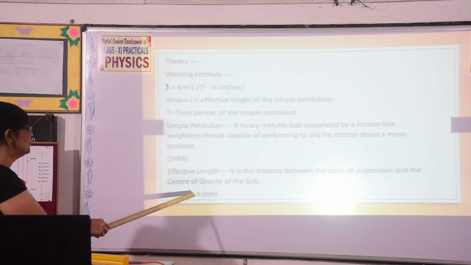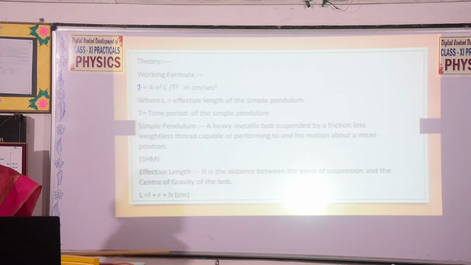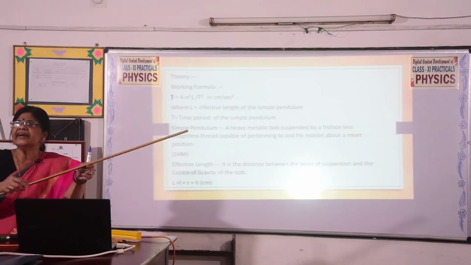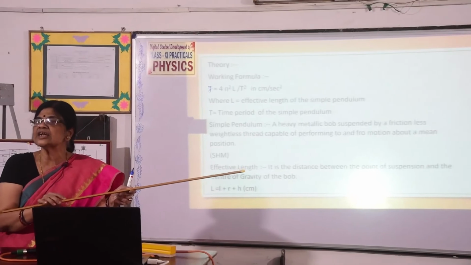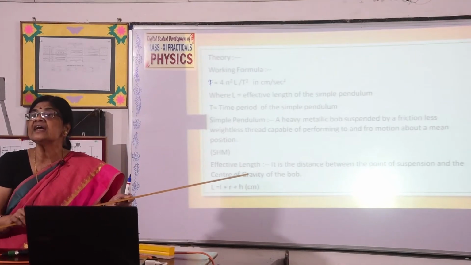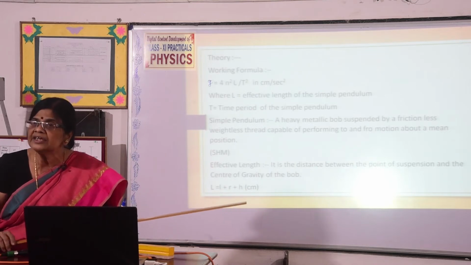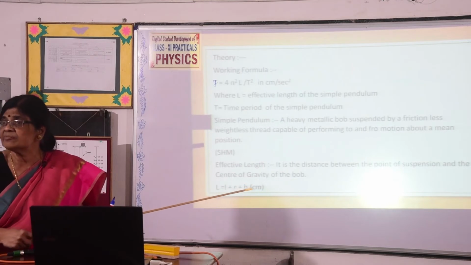Suppose R plus H is 1.92. Then if you want an effective length of 120, subtract 1.92 from 120. What will you get? 118.08. Can you measure 118.08 with a meter scale? No. The meter scale has a least count of 0.1, so you will take 118.1 instead of 118.08. Mind you, this R plus H is very important. Keep it to the second decimal place.